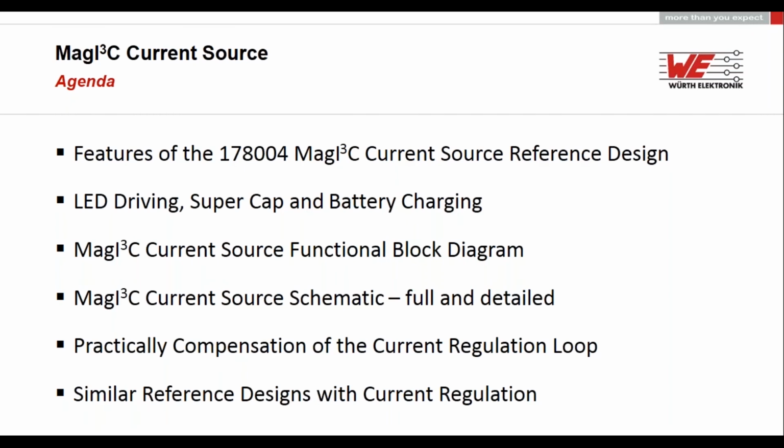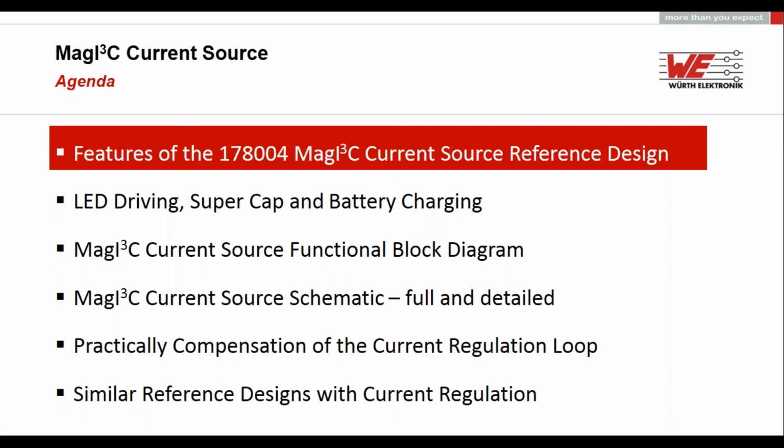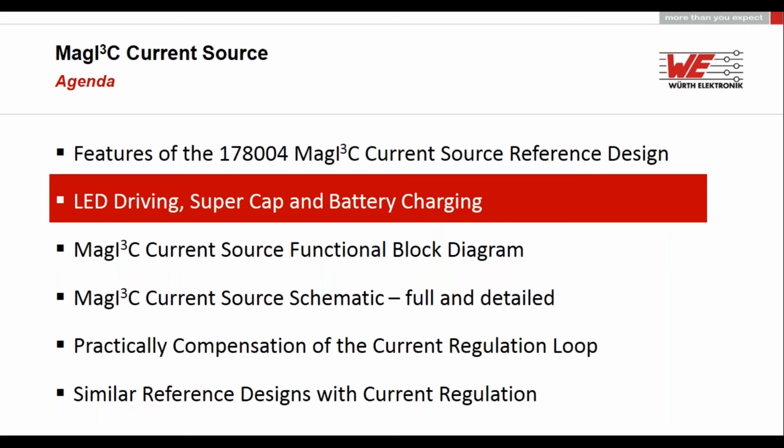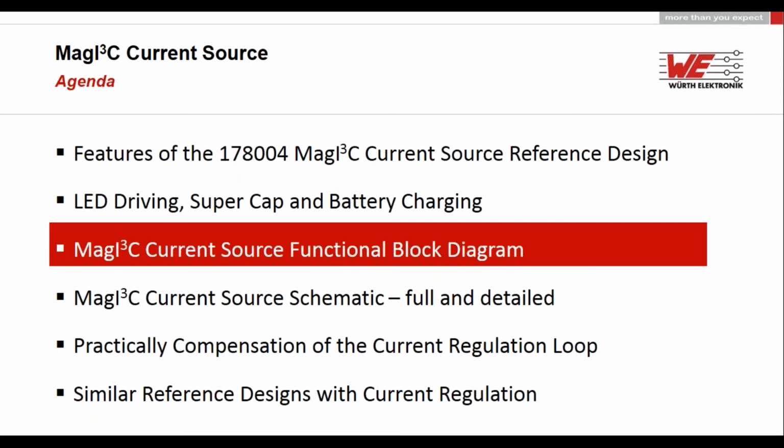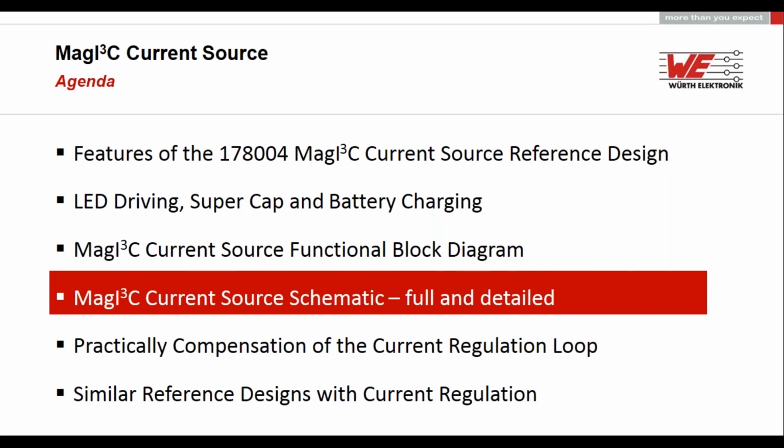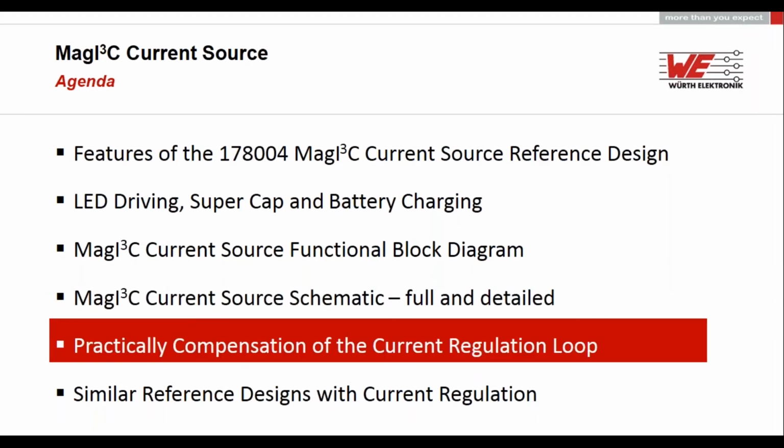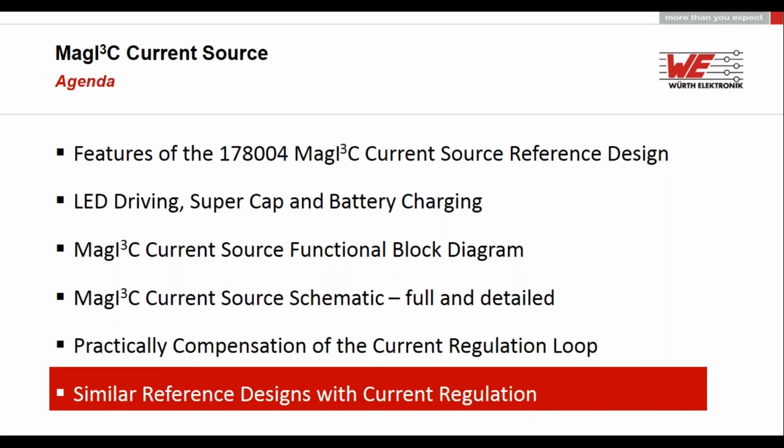The points of the agenda. We take a look at the features of the MagI Current Source. We show why in LED driving and when charging batteries and supercaps, a current source is the best choice. The function of the MagI Current Source, simply explained with a functional diagram. A detailed insight into the schematic. Practical compensation of current regulation without poles and zeros and without mathematics. And we show two other reference designs as an overview, which are also intended to work as a current source, each with variations in circuit design and functionality.